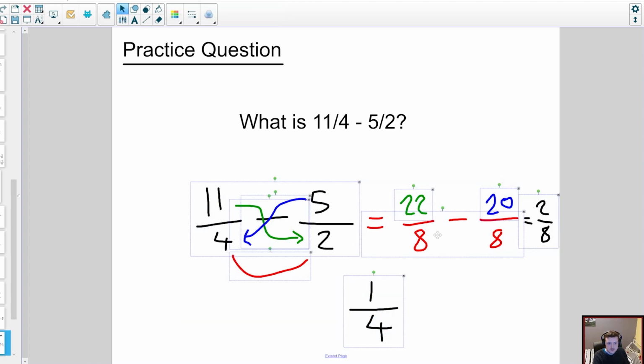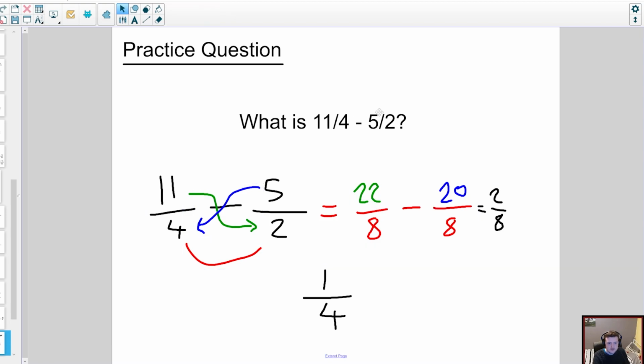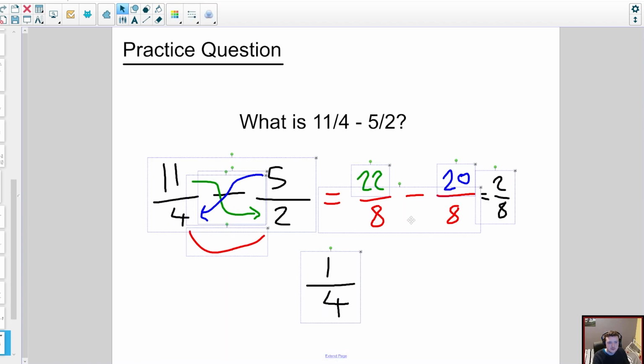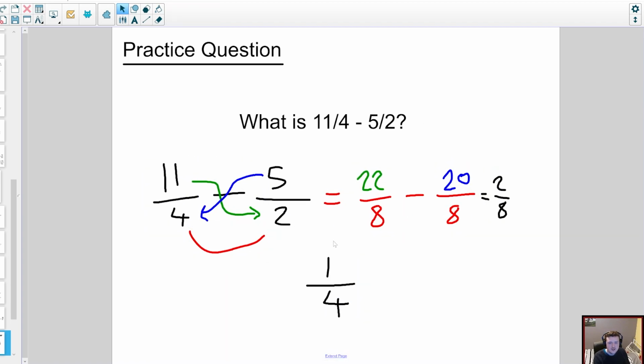What you could have also done is you may notice that 2 goes into 4. How many times does it go in? Well, twice as many. So 2 times 5 is 10. So we could do 11 take away 10 is 1 out of 4. That is another way of doing it. But if you just want one method that will always work, we can do it like this. And our final answer would be 1 quarter. So very good job if you managed to get 1 quarter.